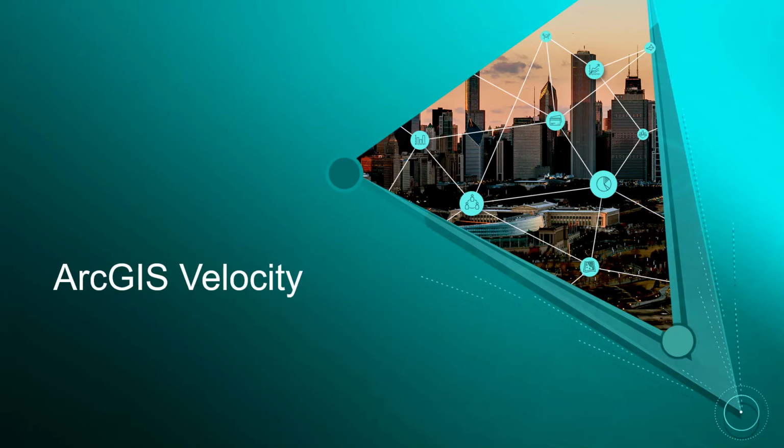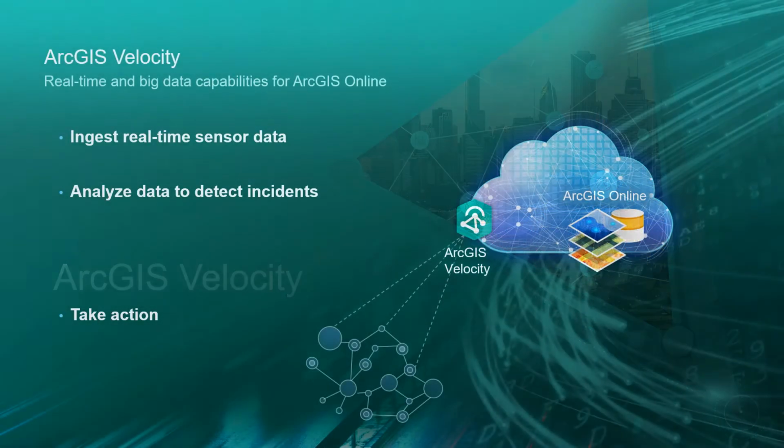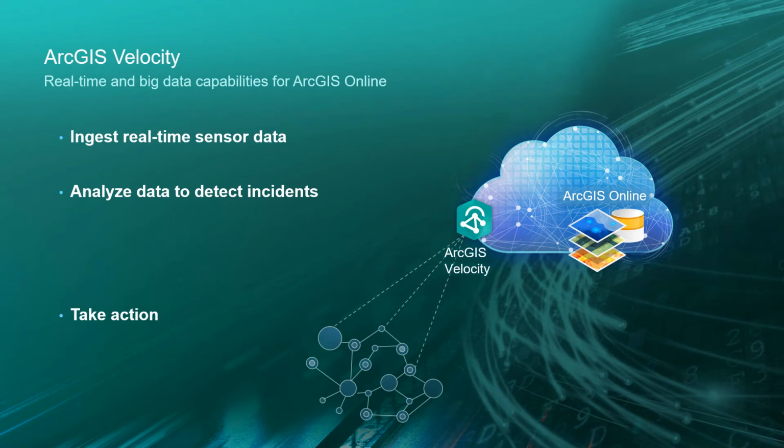With the growing number of connected devices available today, organizations can record a wealth of information about their operating environments. But the one question that arises is how can we act on this wealth of information? We can do this by leveraging ArcGIS Velocity, which is a new capability that extends Esri's geospatial cloud, specifically with real-time and big data functionality.